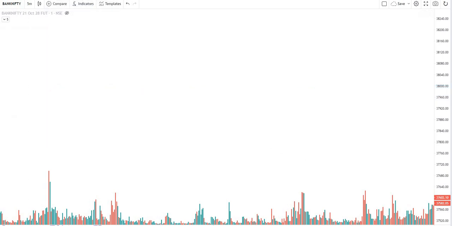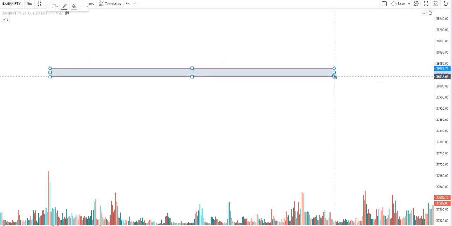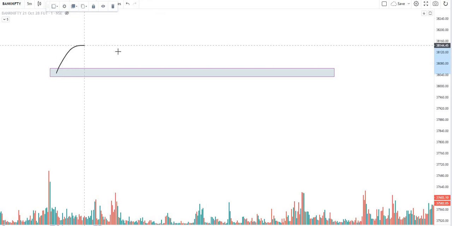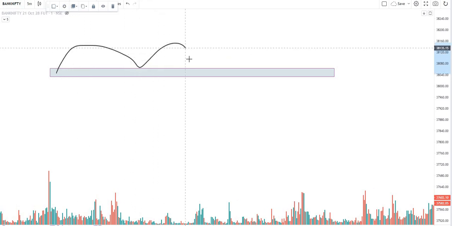The zone may be 45 points, 50 points, sometimes it may be more than 100 points also. Why do you have to make a zone? Price does not retrace from one particular line. Sometimes it retraces from here, sometimes from here, sometimes from here. So that's why we have to avoid the error. To avoid the error of the real value area, we have to draw the zone first.